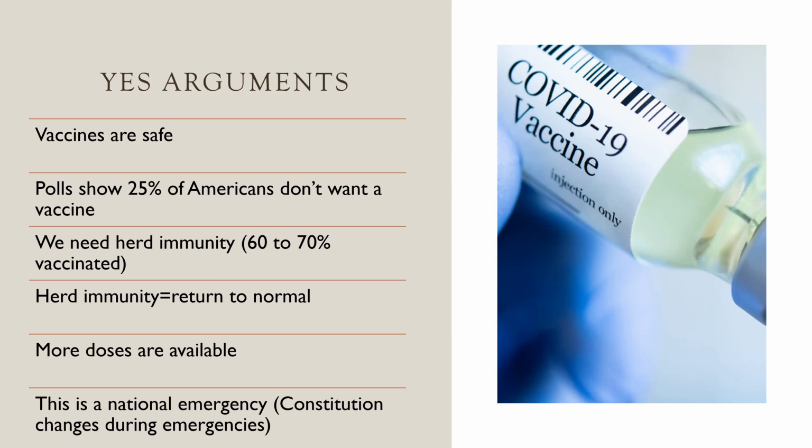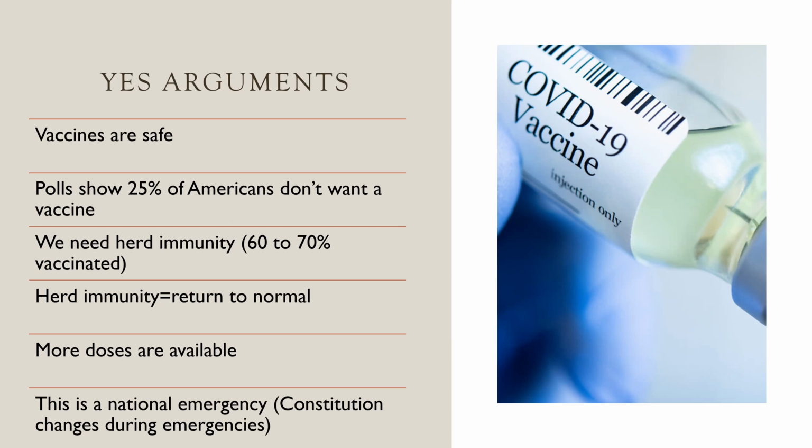Vaccines, again, I always tell the students, these are not necessarily my opinions. These are the opinions of the experts that have the yes argument or the no argument. So people that are saying yes, we should require this vaccination, say they've proven to be safe for an overwhelming majority of Americans. Polls show that 25% of Americans, again, this was back in February, don't want a vaccine. We need herd immunity. 60 to 70% need to be vaccinated to get that herd immunity.